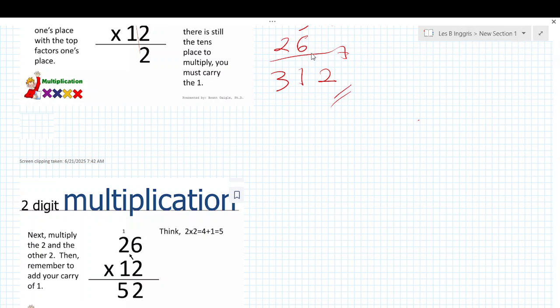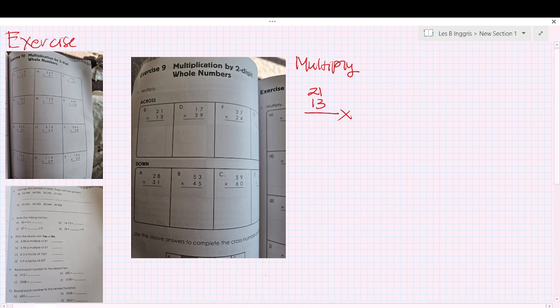Okay, so I got exercise from your mom. So we could just work it out together. Yeah, sure. Okay. So the first problem, the B, 21 times 13. Do you want to answer it or we could? Yeah, sure. I can answer.